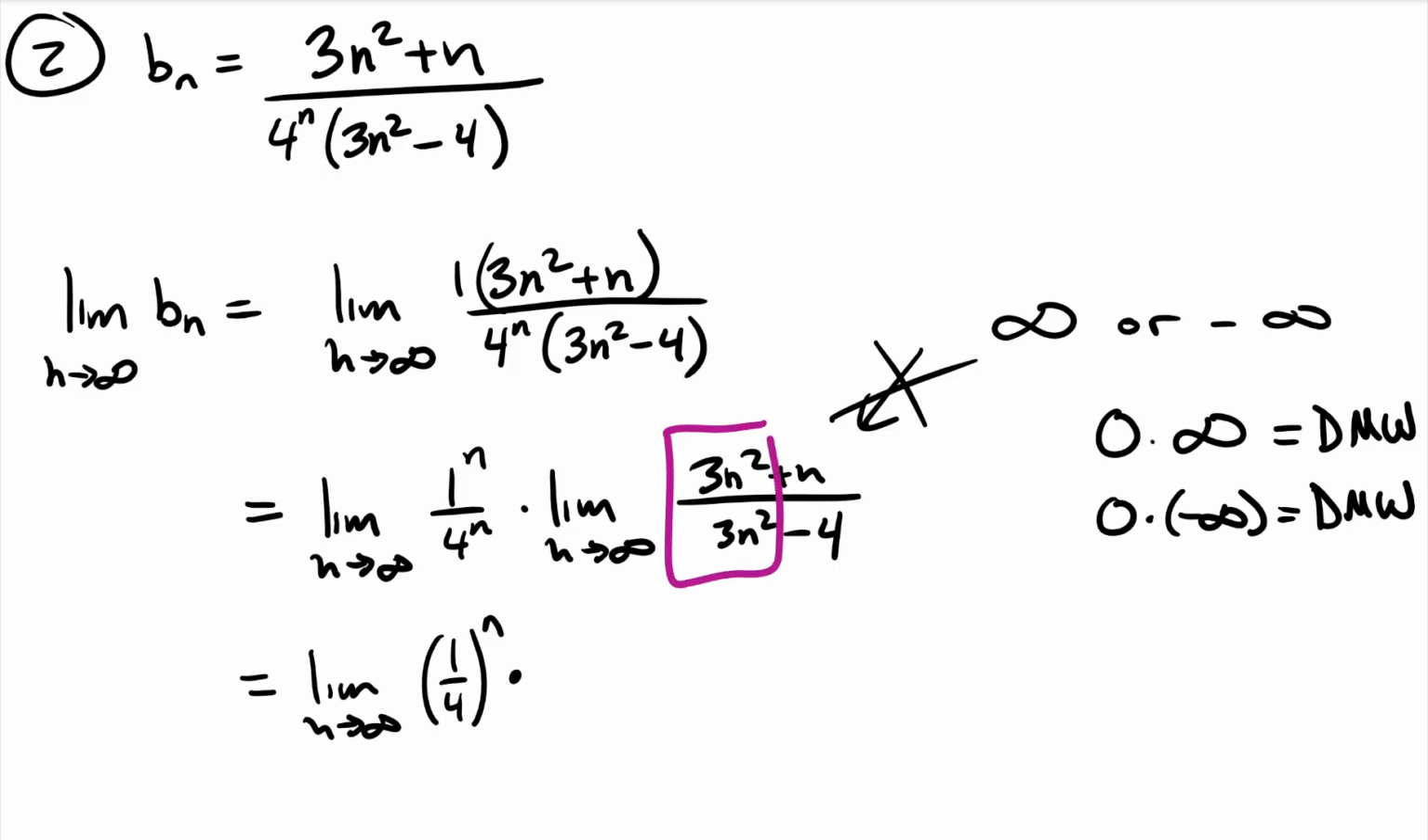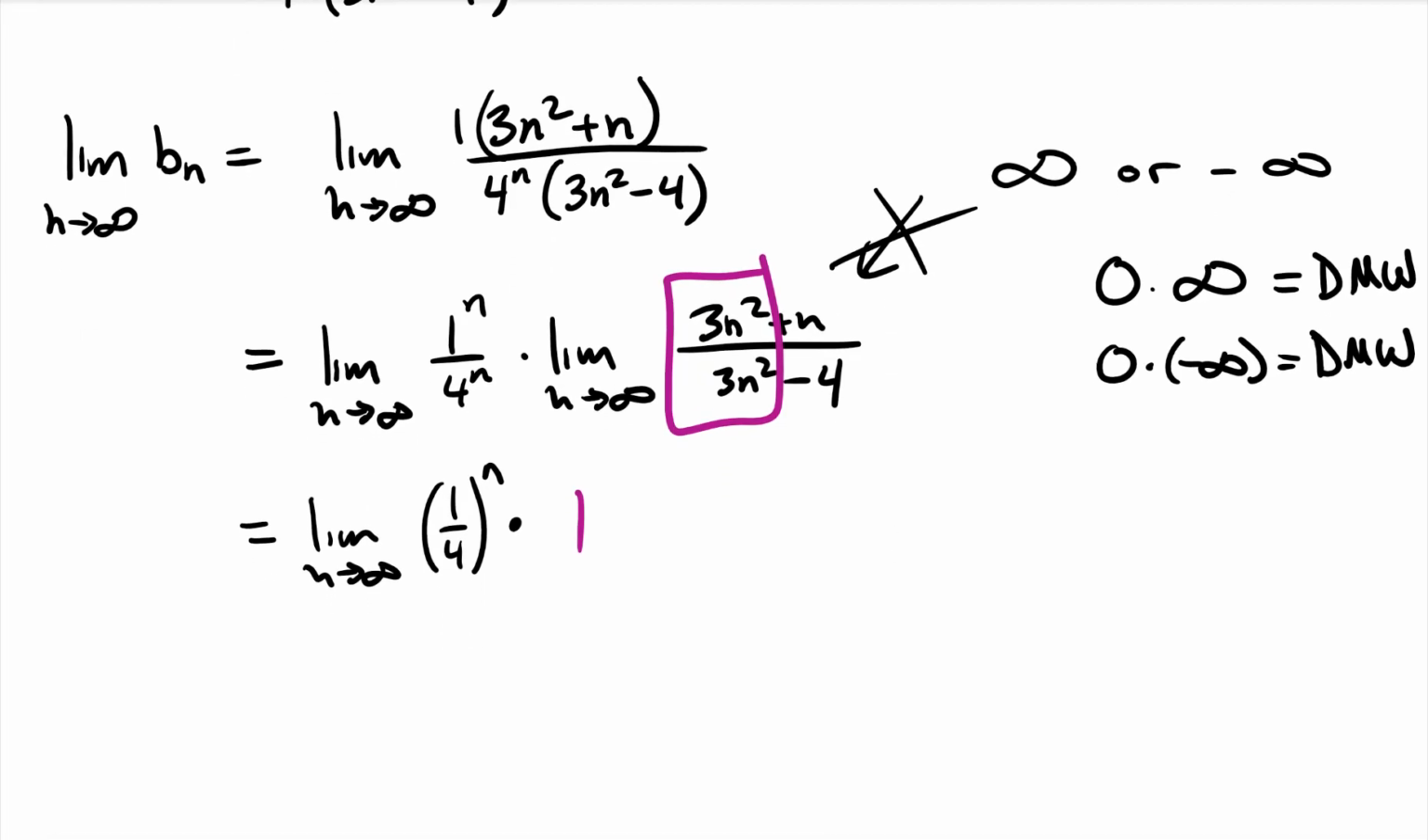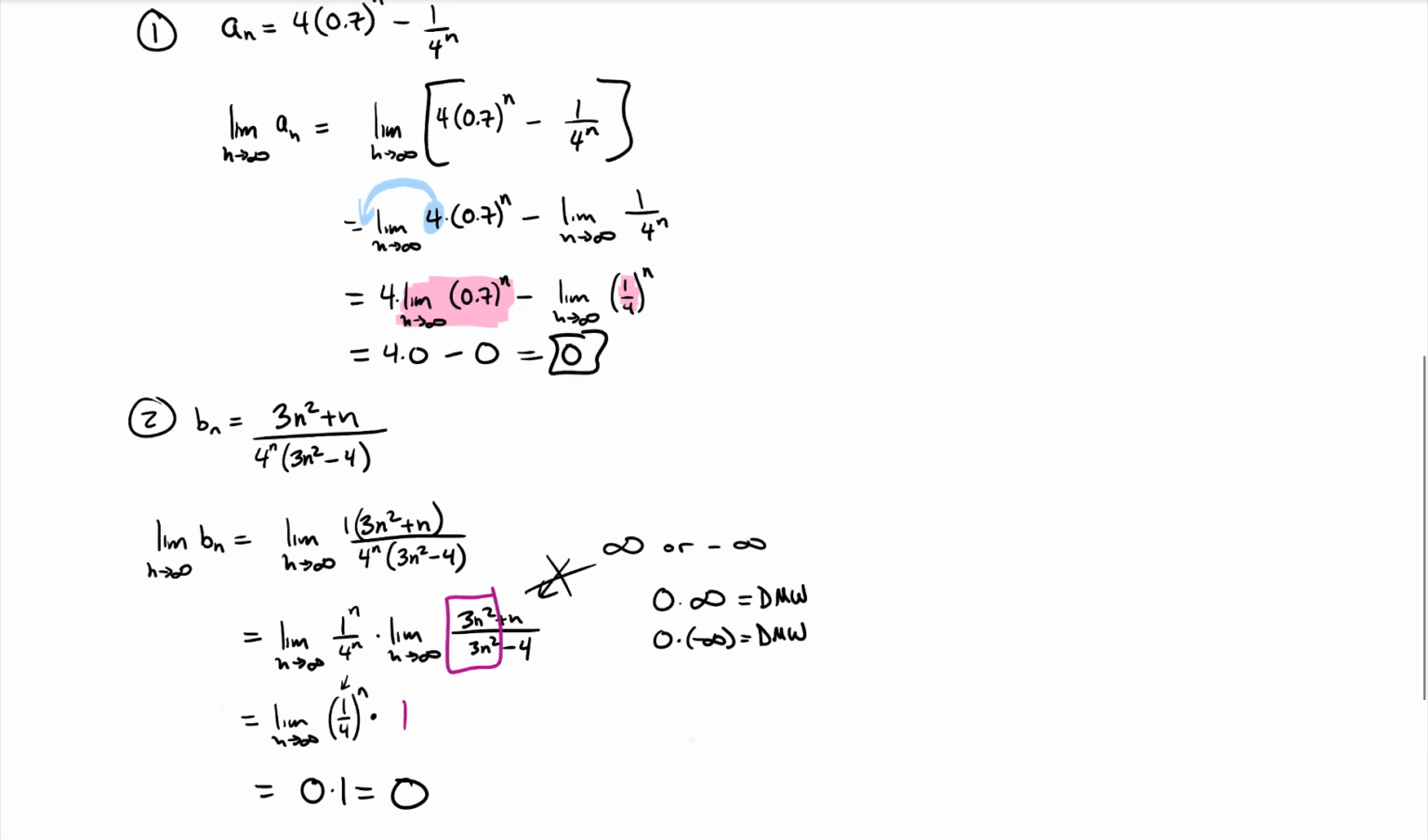But I'm no longer doing this anymore. Same degree, top and bottom. That's 1. Degree matches, so it's the coefficient over the coefficient: 3 over 3 is 1. Thus, by the geometric sequences, that goes to 0 because 1/4 is between -1 and 1, not including -1. So we get 0 times 1 is equal to 0, and it converged. We evaluated it by using limit laws.